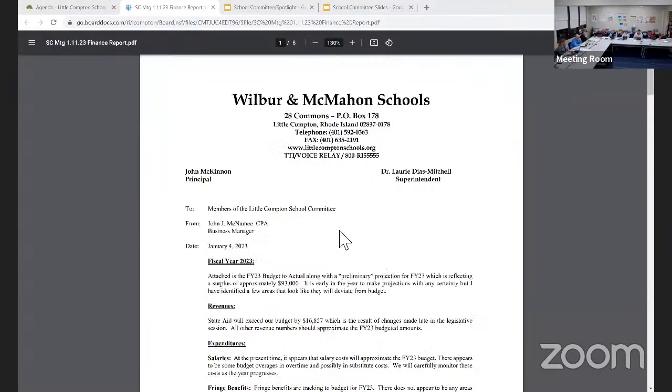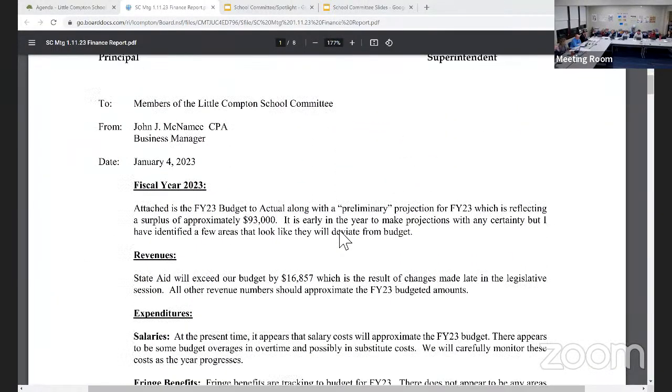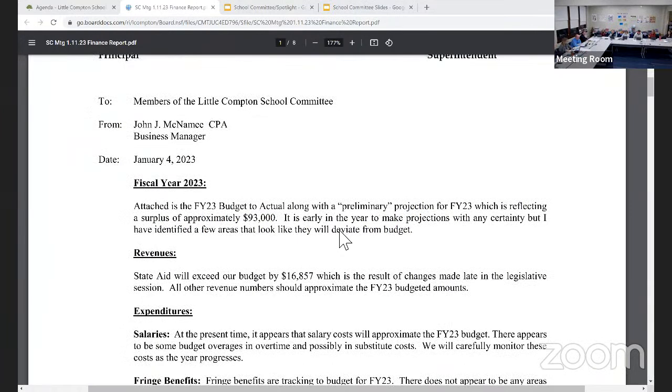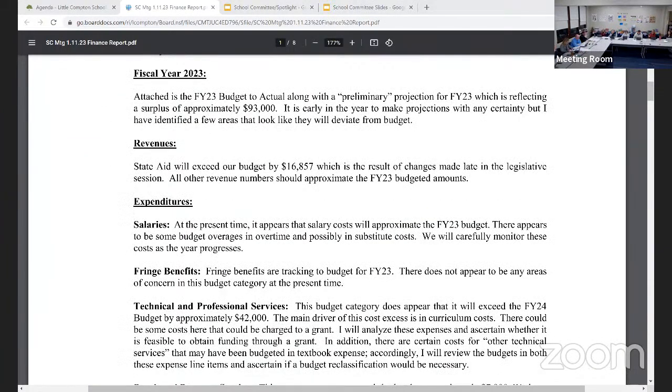We are up to finance report, 7.1, Mr. McNamee. Thank you. So at this point, we've completed about 7 months of our year, and we're still targeting a surplus of approximately $93,000 for the upcoming year. Revenues will be on target. We're going to be up a little bit on our state aid versus our budget by $16,857.